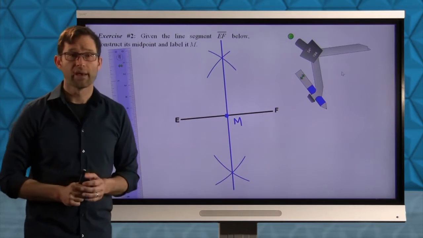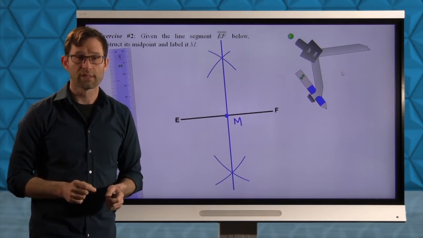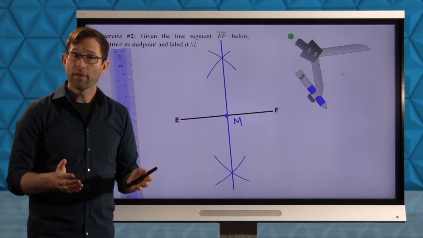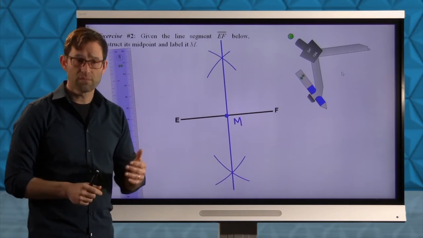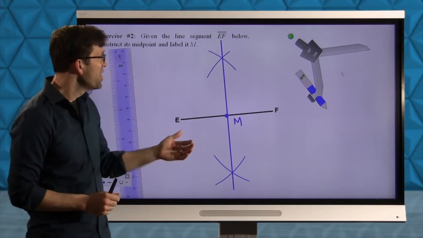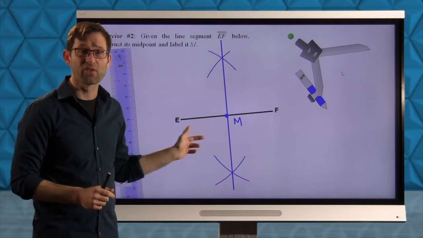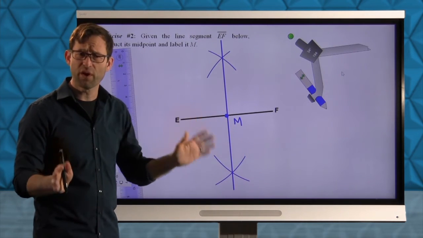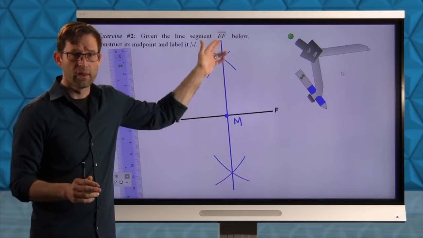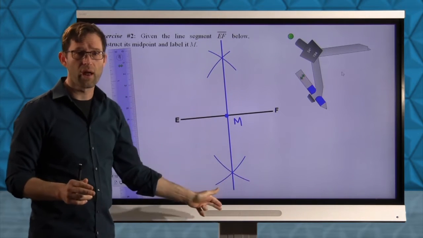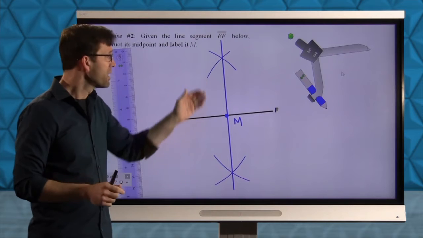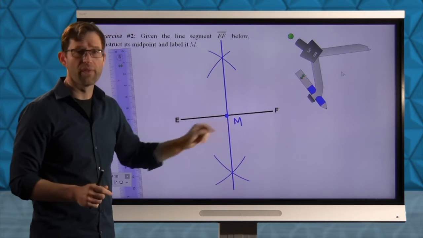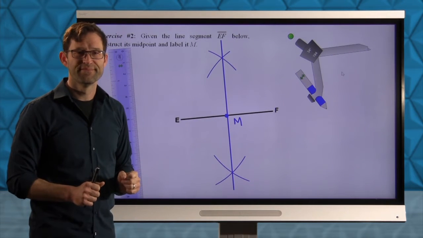You could easily be asked to construct the midpoint on a standardized exam, and the way that you do it, strangely enough, is kind of like overkill. We're creating the perpendicular bisector of this segment, which is very, very easy to do. Equidistant, equidistant, draw the line, boom, we have it. Because it bisects EF, we know that that must be the midpoint.